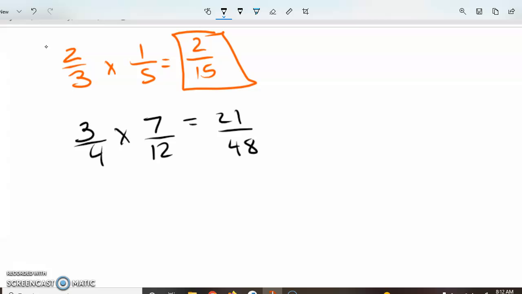So we're going to take this fraction and we're going to divide it by 3. So 21 divided by 3 is 7. 48 divided by 3 is 16.